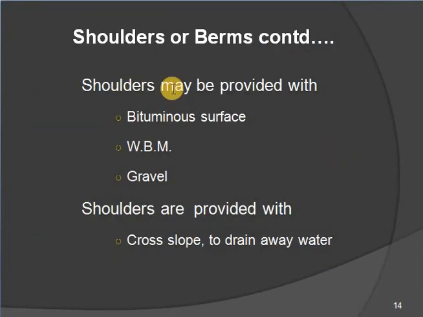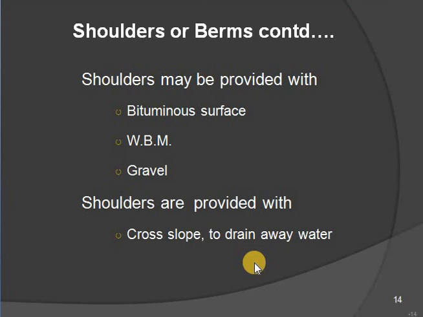The shoulders may be provided with bituminous surface, WBM or gravel, and they are provided with a cross slope to drain away water. Why are shoulders provided with a cross slope? Can anyone say? To drain away the water. Not only water, whatever comes onto the road, the particles or any dust, will also move away from the shoulders, and rainwater especially. So that is the concept of building the shoulders.